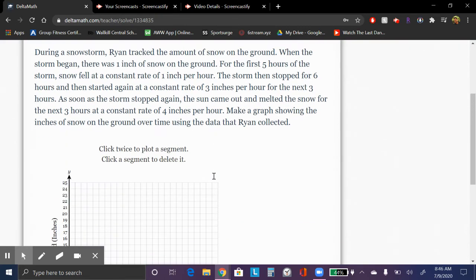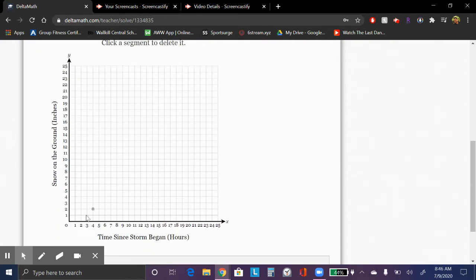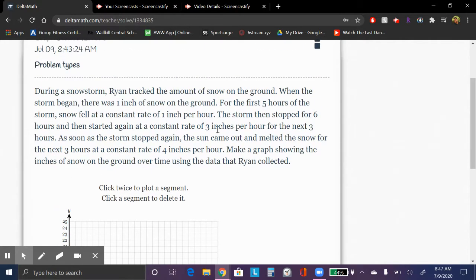Okay, so on our graph down here, we know at the very beginning there is 1 inch on the ground. And notice the inches on the ground are the y-axis. The time is the x-axis. Usually time is always going to be the x-axis in these types of problems, okay? So there's 1 inch on the ground. That's where we're starting off.